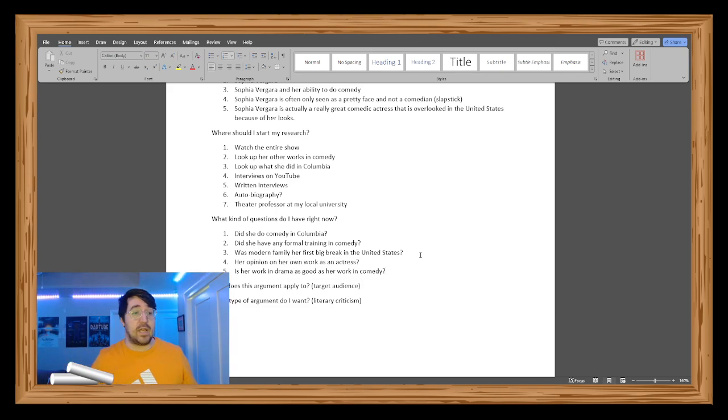When I'm looking up her work in Colombia, I'm looking, did she do comedy? Did she have any formal training, right? Did she have formal training in drama? Did she go to a drama school or an acting school or something like that? So when I look up her background in Colombia, I'm not just going to look for 20 pages of random crap. I need to have a goal for my research, okay?